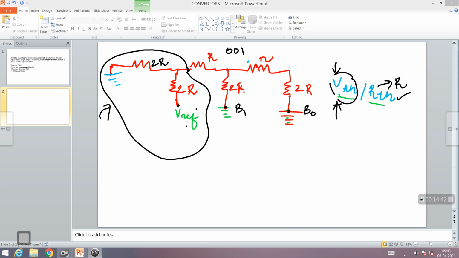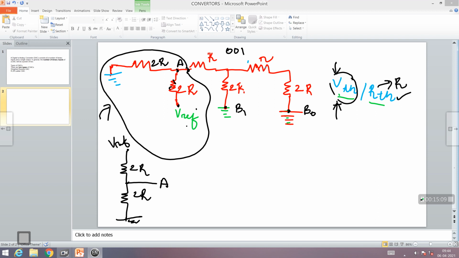So how to find that is, if you notice, this resistor is 2R, this resistor is 2R, it is grounded. Here the voltage is Vref. So if I just redraw it, this is 2R, this is 2R, this is the ground, this is Vref. This node, let me call it A. This is my node A.